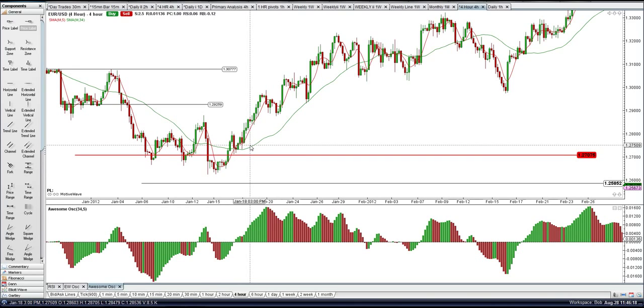Again, here's one of those tiny bars. But you would have had a 125 pip stop, 570 pips up.